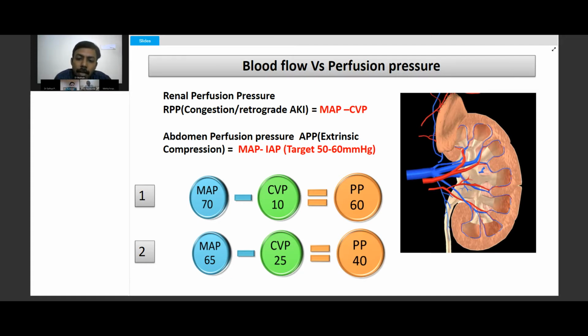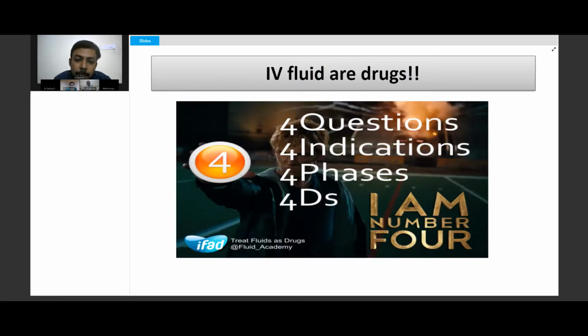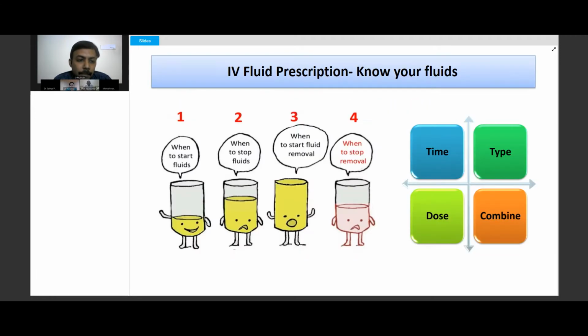So if we are able to answer these 4 questions, the 4 indications, 4 phases and 4 Ds of fluid therapy, we are done. So what are the questions? When to start the fluids, when to stop the fluids, like when the patient is at least half full or 3/4 full, we don't know. When to start removal, again, a big question. Will the patient tolerate? There are so many questions in the ICU which we discuss day to day. And when to stop the removal, this again is important to prevent the 4th hit, though very rarely we see that.